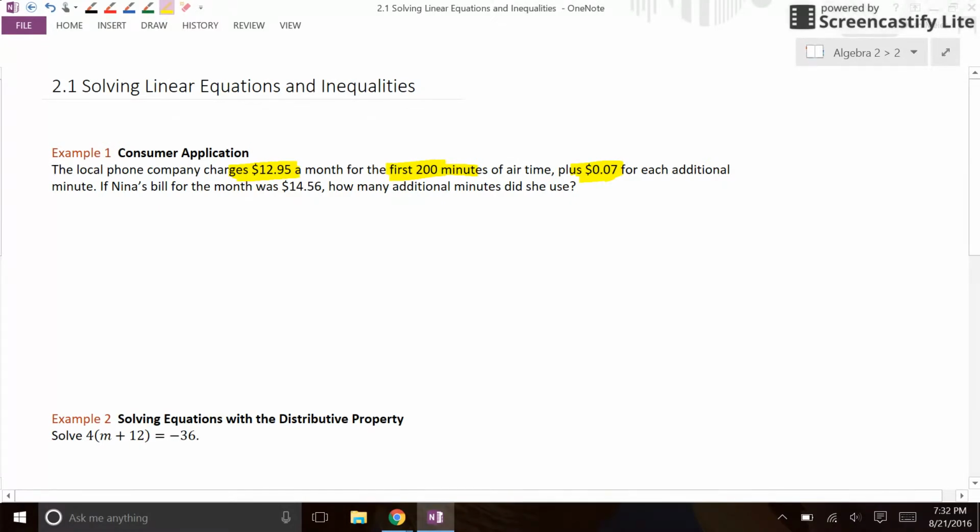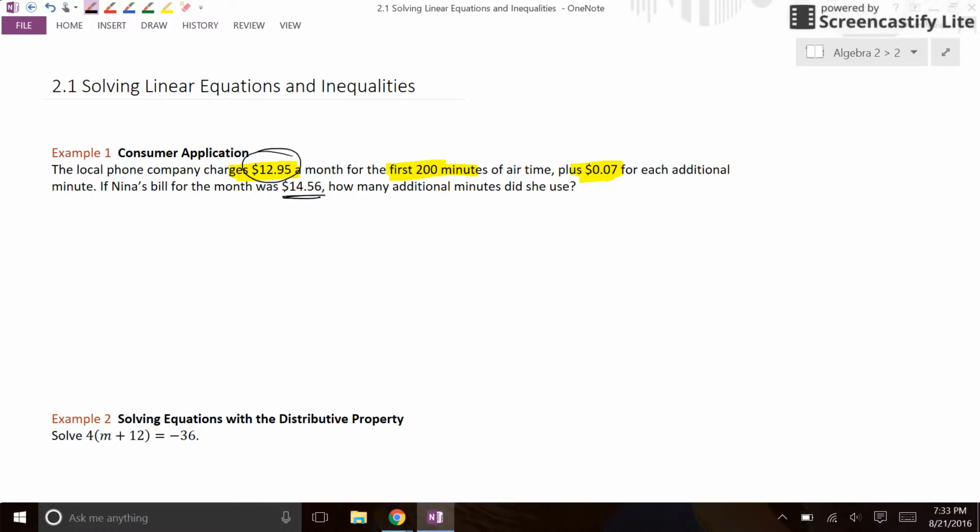Now, here's my daughter, Nina, and not really, her name's Jordan or Lauren, but Nina is here, and she has got a bill of $14.56. So we know she went over her 200 minutes, right? I can obviously see she went over her 200 minutes because her bill is higher than it should be. So let's figure out how much higher it is.